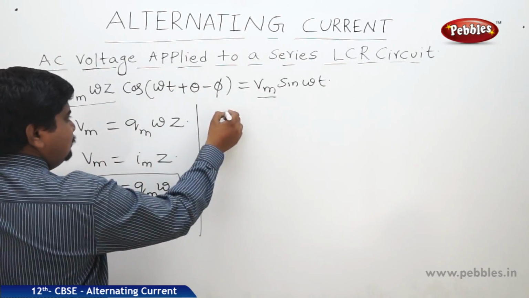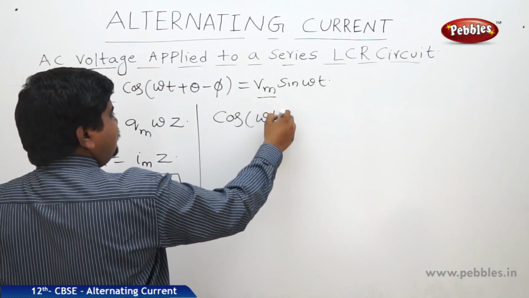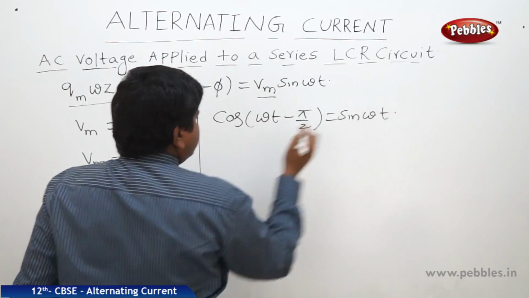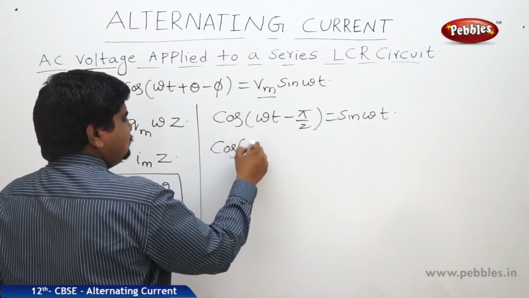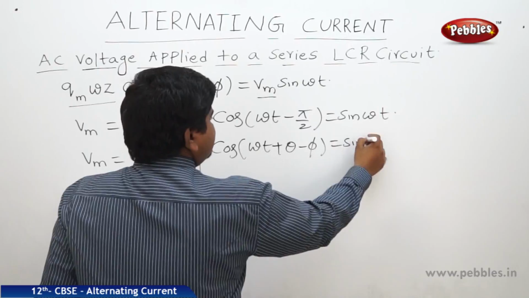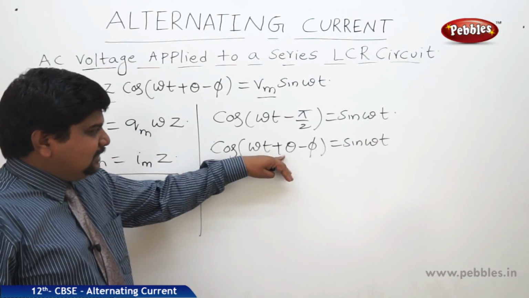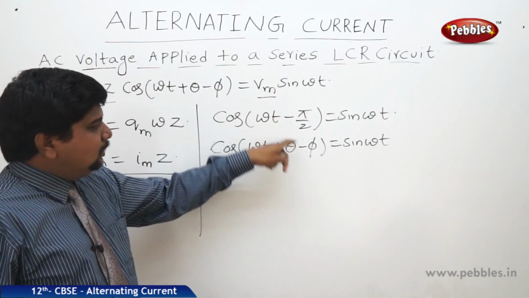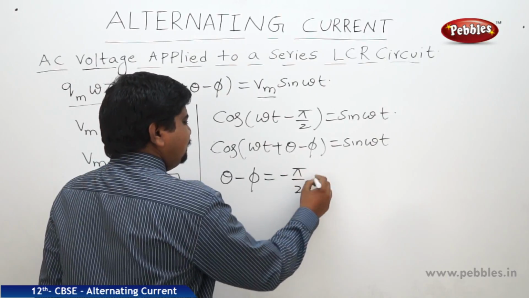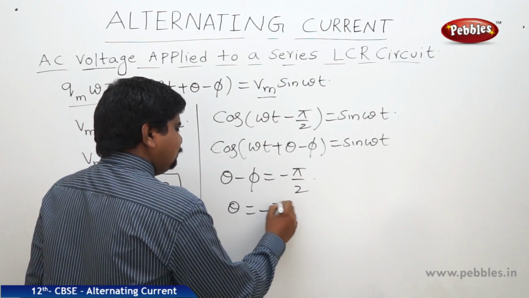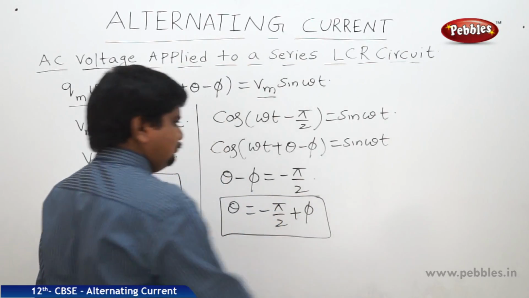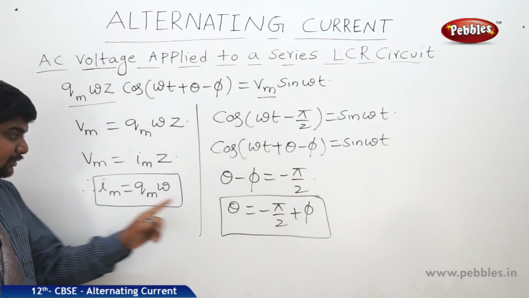Next one, cos(omega t minus pi by 2) is equal to sin omega t actually. So we can write cos(omega t plus theta minus phi) is equal to sin omega t. This is the actual equation we got and this is the actual rule. So by comparing this one we can write theta minus phi is equal to minus pi by 2. Therefore theta is equal to minus pi by 2 plus phi. So these are the solutions of the Im and theta.